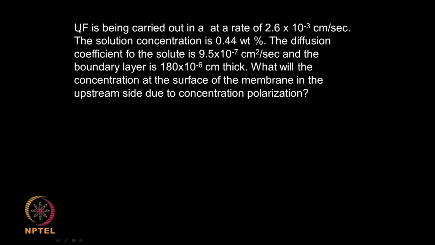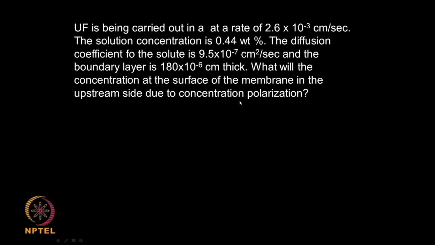This is a simple problem. I am carrying out an ultrafiltration process at a rate of say 2.6 into 10 power minus 3 centimeter per second. Okay. The concentration of the solution in the bulk, that is Cb, is 0.44 weight percent. The diffusion coefficient is given as 9.5 into 10 power minus 7 centimeter square per second, and the boundary layer is about 180 into 10 power minus 6 centimeter, that means 180 microns. Okay. What will be the concentration at that surface, that is Cs?